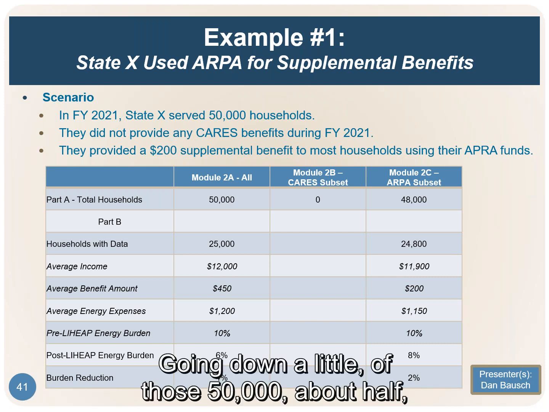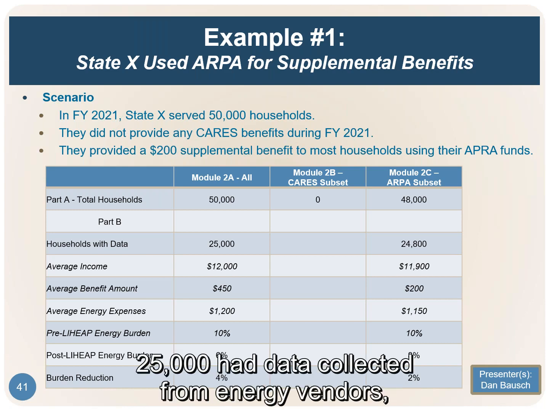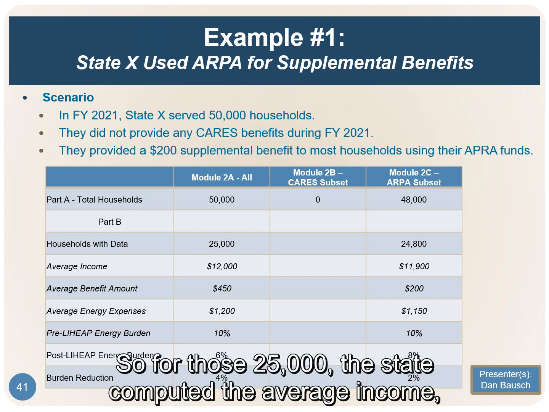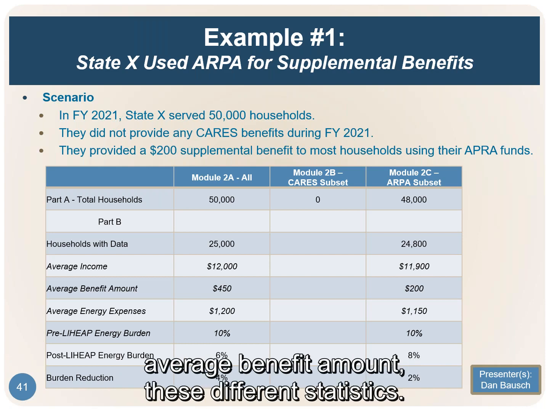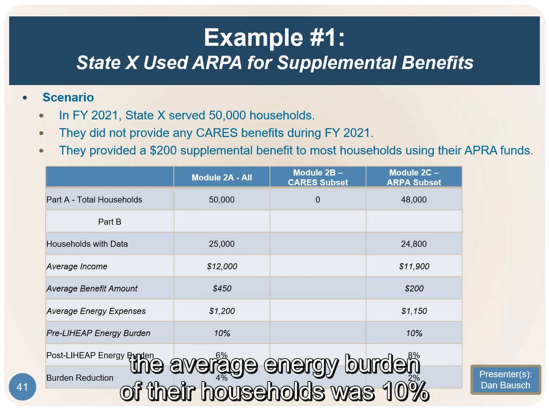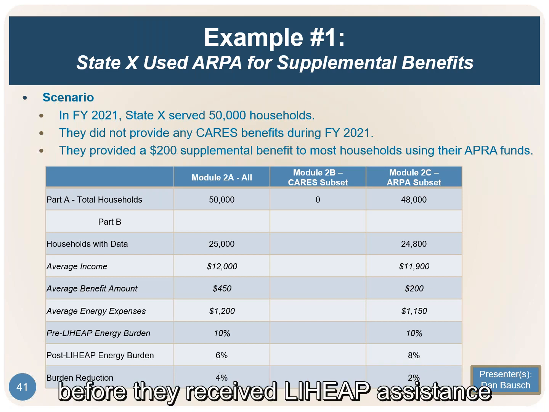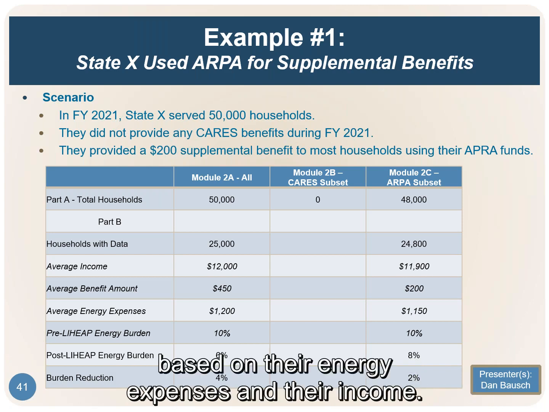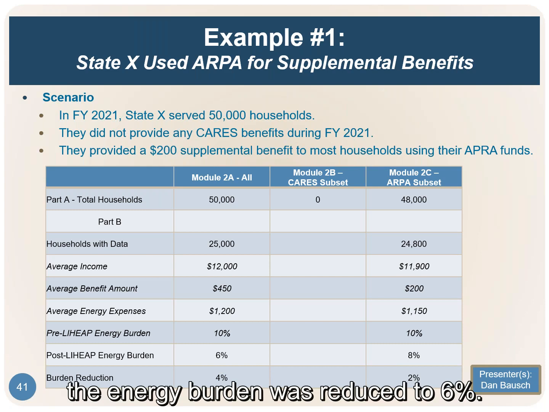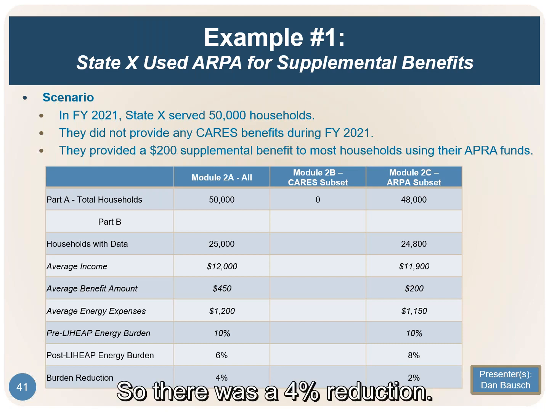Going down a little, of those 50,000, about half, 25,000, had data collected from energy vendors and could be used in Section 5, Part B. So for those 25,000, the state computed the average income, average benefit amount, these different statistics, and the performance measures show that the average energy burden of their households was 10% before they received LIHEAP assistance, based on their energy expenses and their income. And after LIHEAP assistance, the energy burden was reduced to 6%. So there was a 4% reduction.